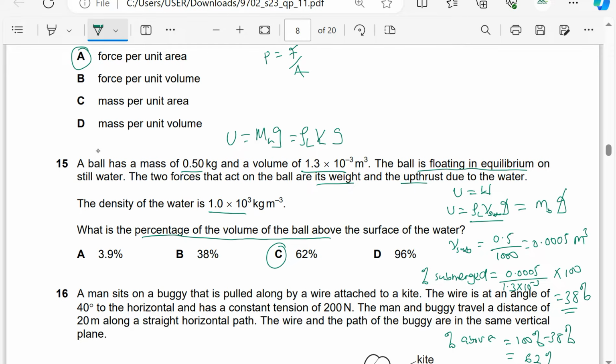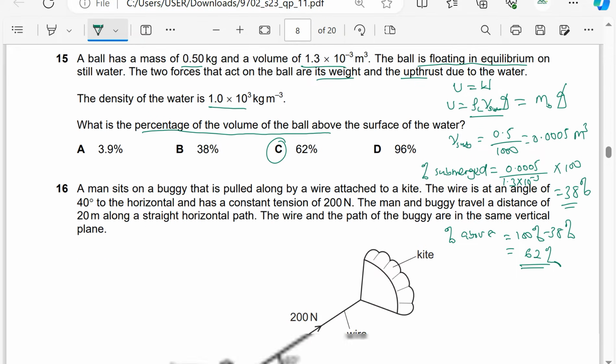times g. But then the volume of the liquid displaced is the same as the volume of the ball which is inside the water. So this is the same as the density of the liquid times the volume of the ball which has been submerged, then times g. That's why I said density of the liquid times volume submerged times g.